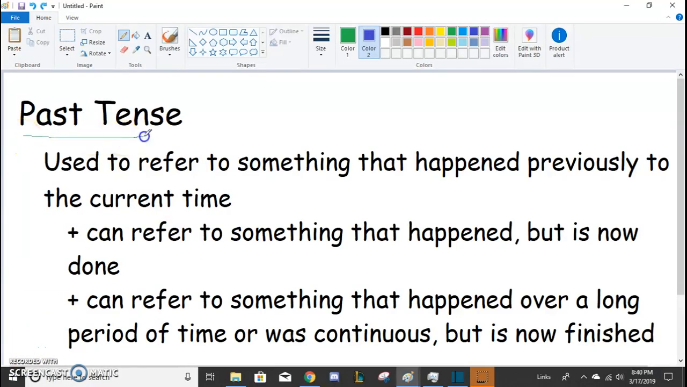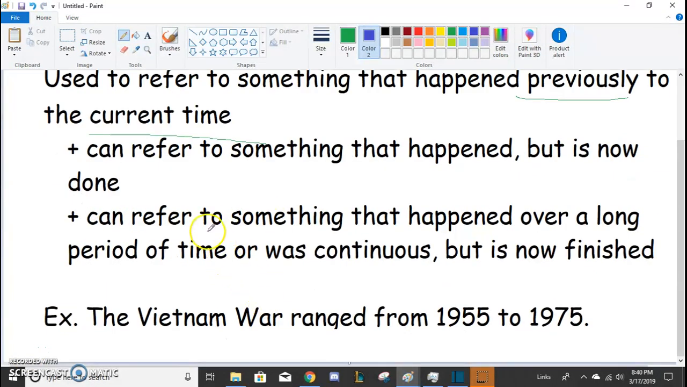So first off, we have the past tense, which we use to refer to something that has happened previously to the current time of speaking. So with the past tense, we can do two things. We can refer to something that's already happened, but that action is now done. We can also refer to something that's happened over a long period of time, or the action was continuous, but that action is now finished.